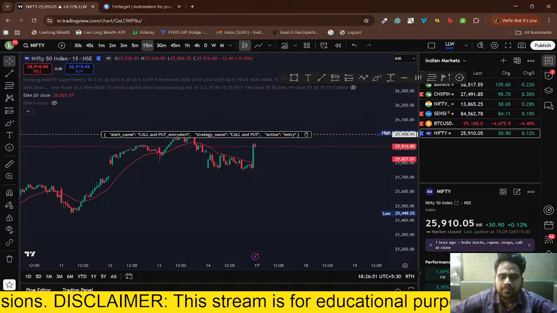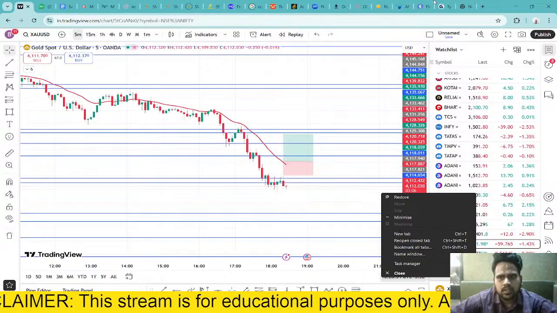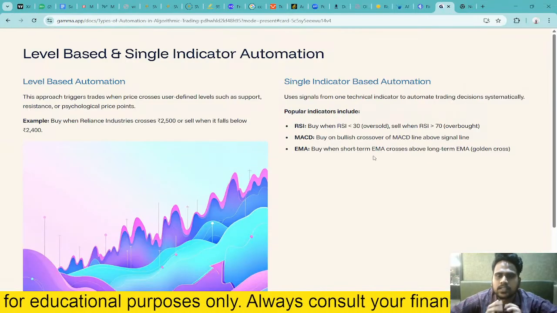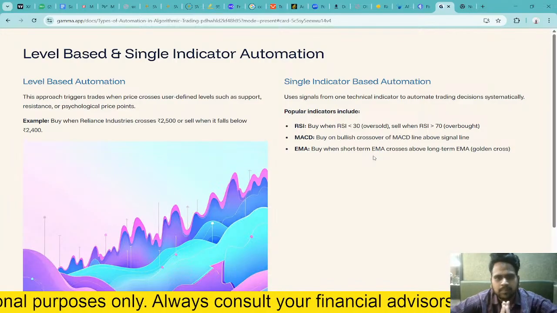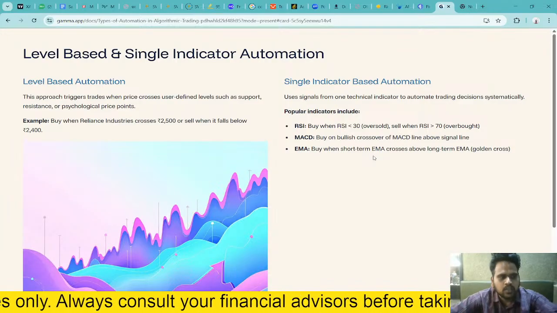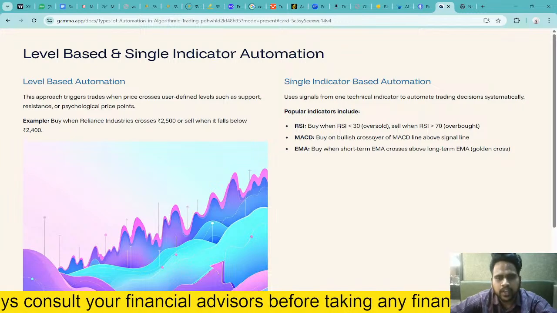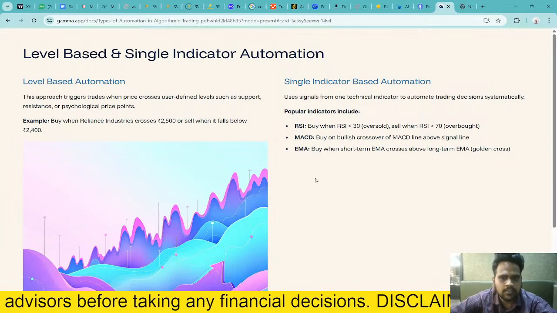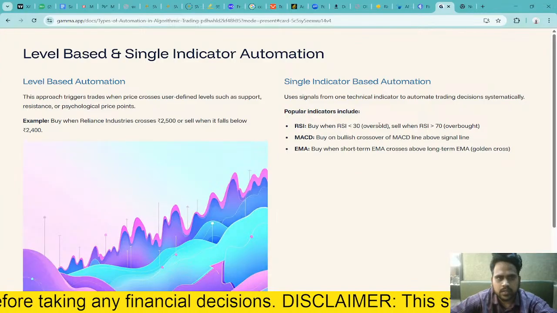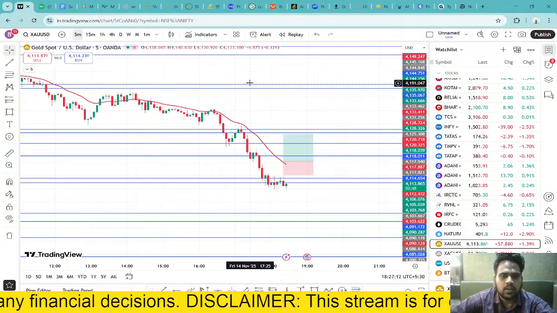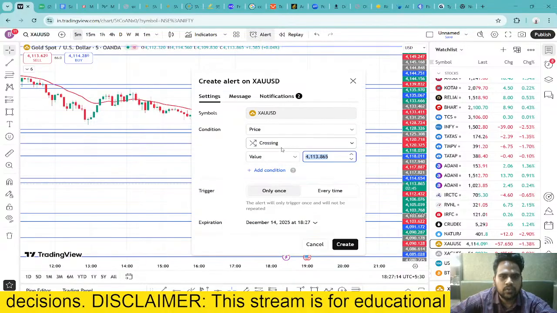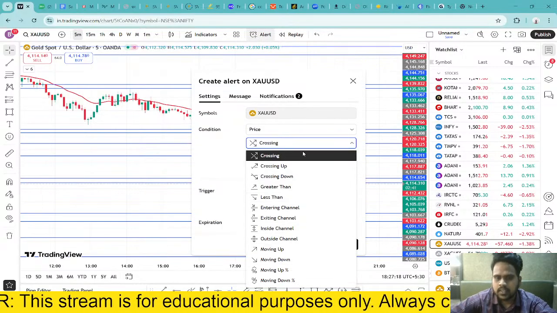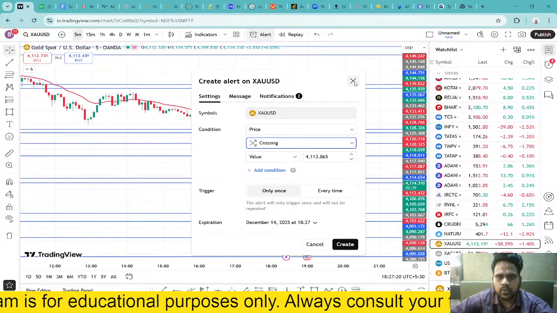So now, this was using a single indicator based automation. Whatever indicator you are planning to trade on, like RSI, MACD, EMA, whichever is comfortable for you, you can do everything here. You have a lot of options. Whenever you go for an alert, you can see a lot of options are there, lesser than, greater than, everything you can do here.